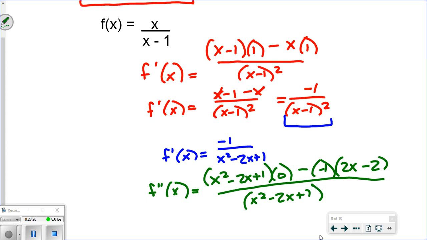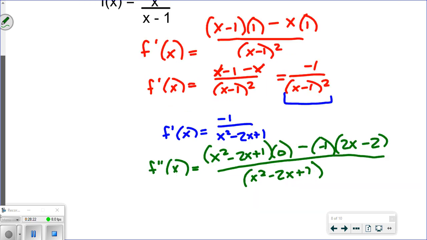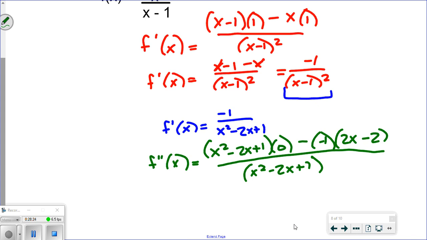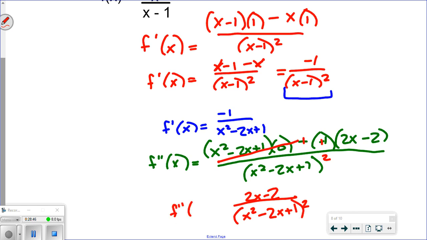So here we go. I just need a little bit more space. Anything times 0 is 0, so that's gone. We have 2 negatives, so that becomes plus 1. So really 1 times anything is whatever you multiply by. So it's 2x minus 2. I lost the squared there. Over x squared minus 2x plus 1 squared. So the second derivative is that.